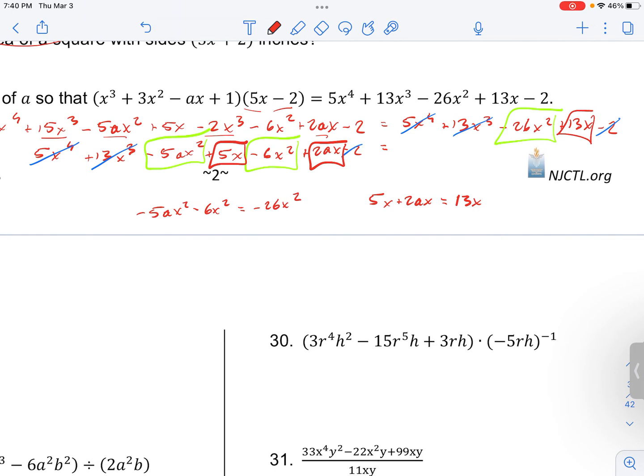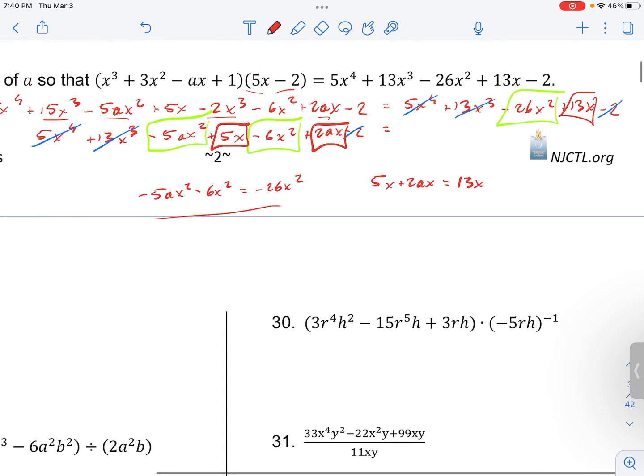In this first equation, we can cross out all the x squareds because they're just multiplied to each term. So we're left with negative 5a minus 6 equals negative 26. Adding 6 to both sides, we have negative 5a equals negative 20, then divided by negative 5, we know that a equals 4.